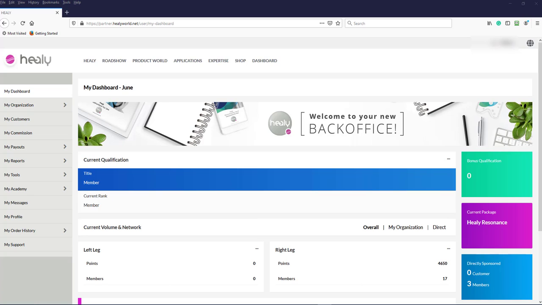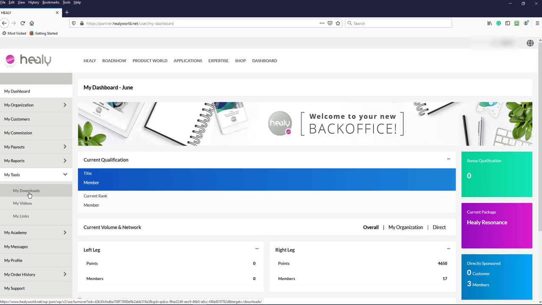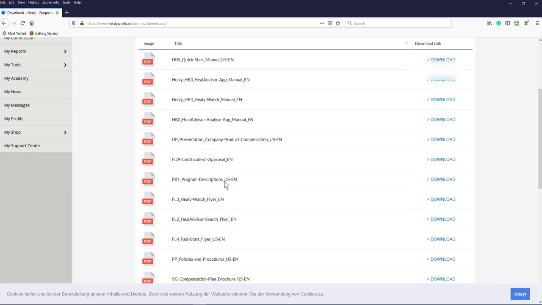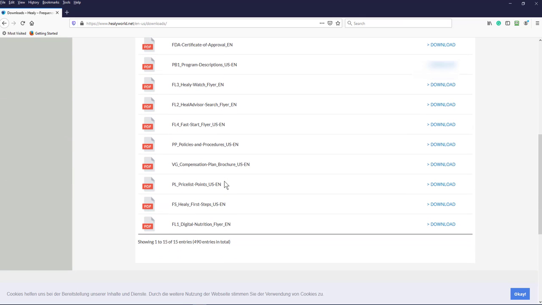So the first thing that you need to know is where to find the pay plan information in your back office. Here's the back office, and if you go on the left-hand side to My Tools and click on that, and then click on My Downloads. When that page comes up, the next thing to do is select the language as English, and a list of all the documents you can download comes up. Now, I want to bring your attention to two documents that are relevant to this discussion. One is the compensation plan brochure, and the other is the price list.